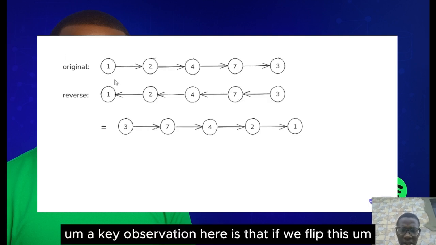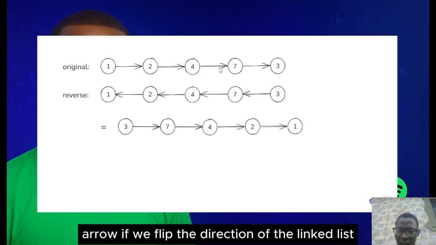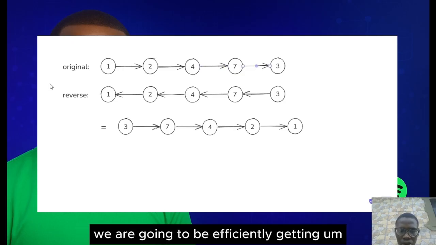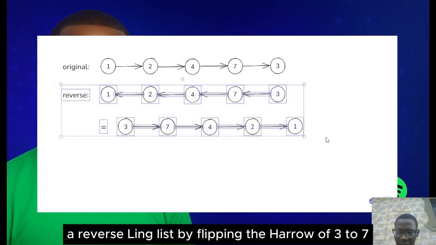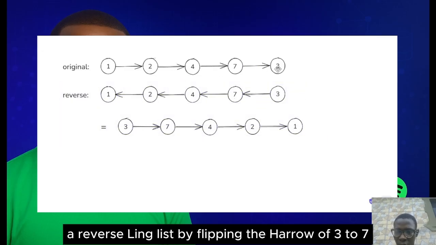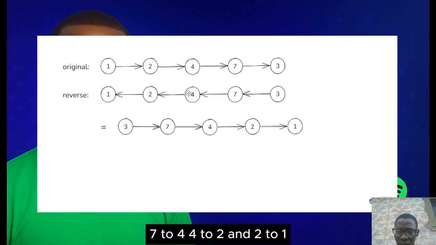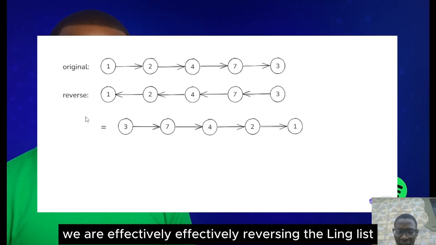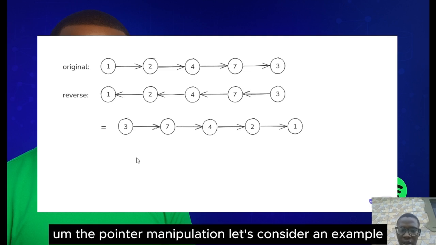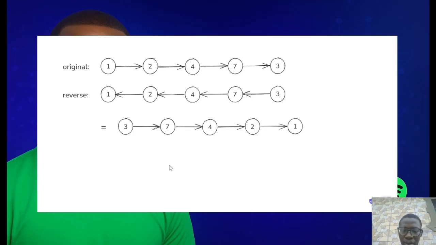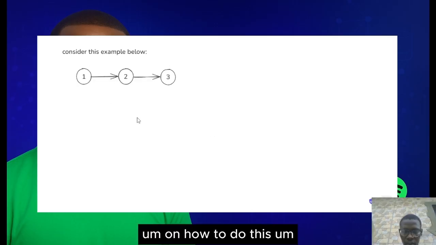A key observation here is that if we flip the direction of the arrows of the linked list, we are going to efficiently get a reverse linked list. By flipping the arrow of 3 to 7, 7 to 4, 4 to 2, and 2 to 1, we are effectively reversing the linked list. So what we need now is just to figure out how to perform the pointer manipulation. Let's consider an example on how to do this.